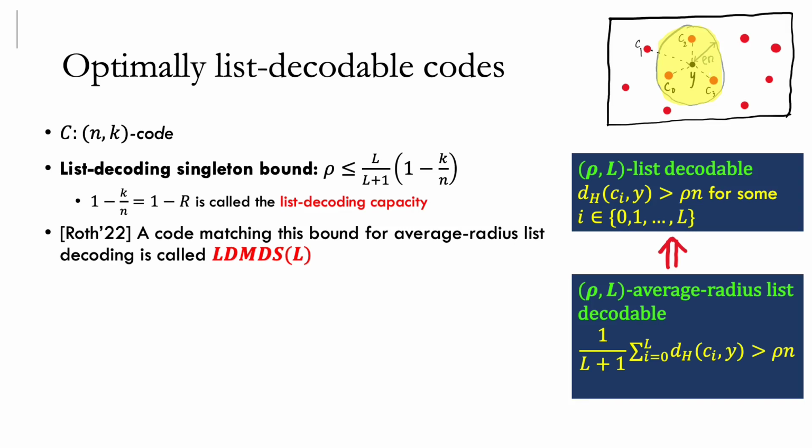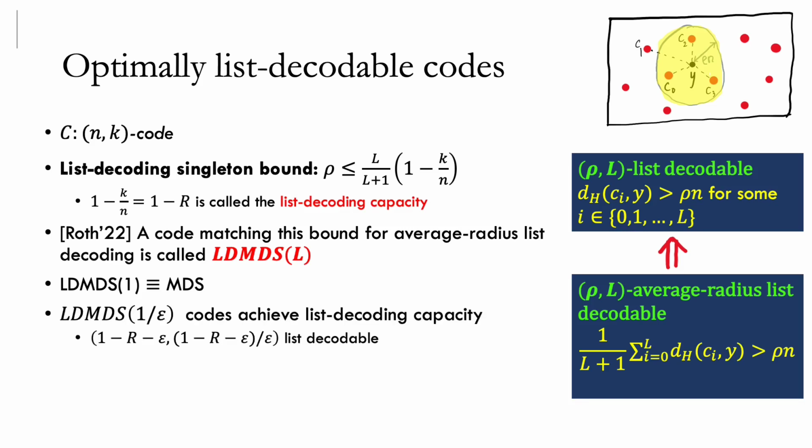A recent work of Roth extensively studied codes whose average radius list decoding radius matches this list decoding Singleton bound for a specific list size L, which we'll call LD-MDS(L). He showed that LD-MDS(1) is equivalent to MDS. That is, optimal unique decoding of a code is equivalent to being MDS. Further, if you have LD-MDS(1/ε), as ε goes to 0, you're achieving list decoding capacity. Thus, it's quite important to figure out which codes satisfy this LD-MDS property.